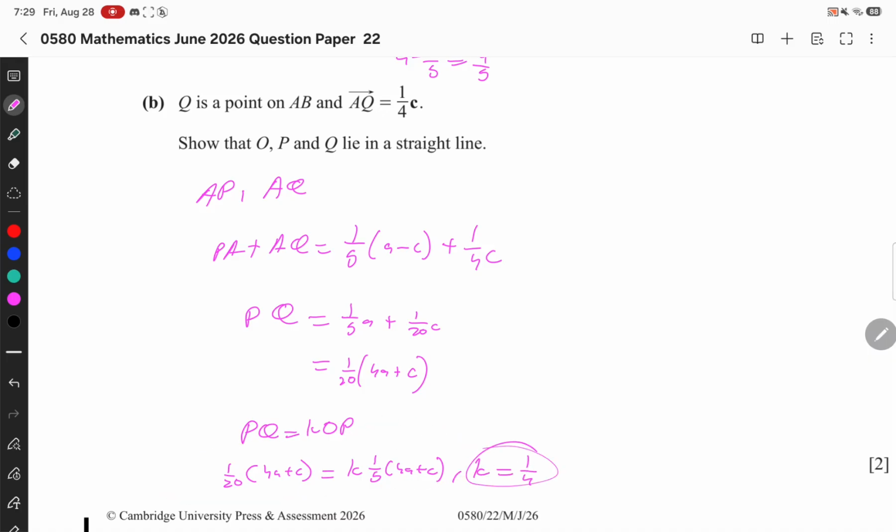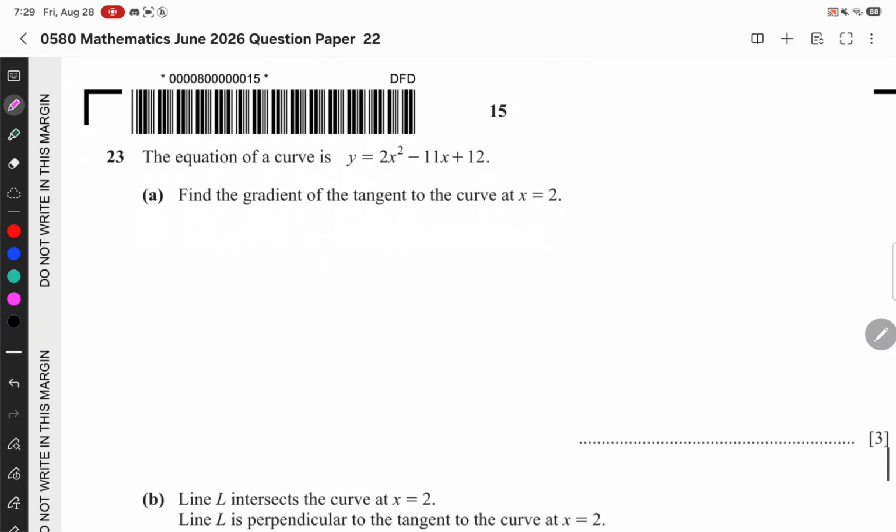So we have proven that these two are parallel, and hence we have said that these are in a straight line. Let's look at these values.